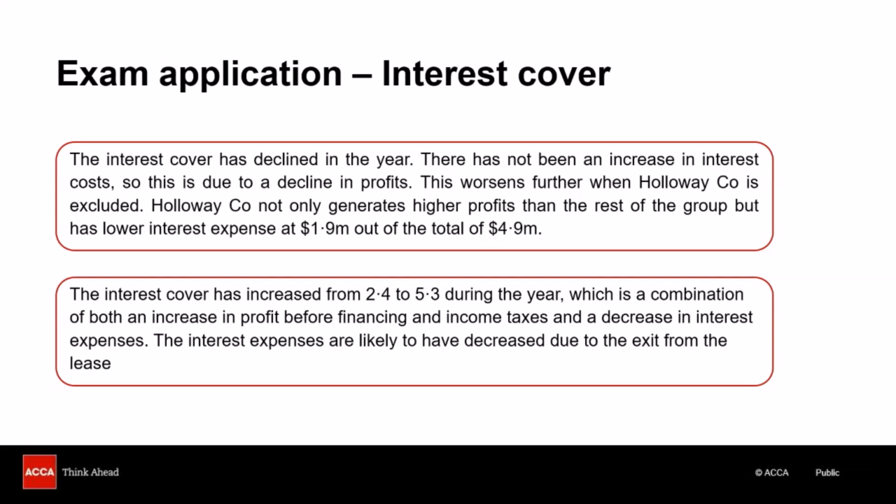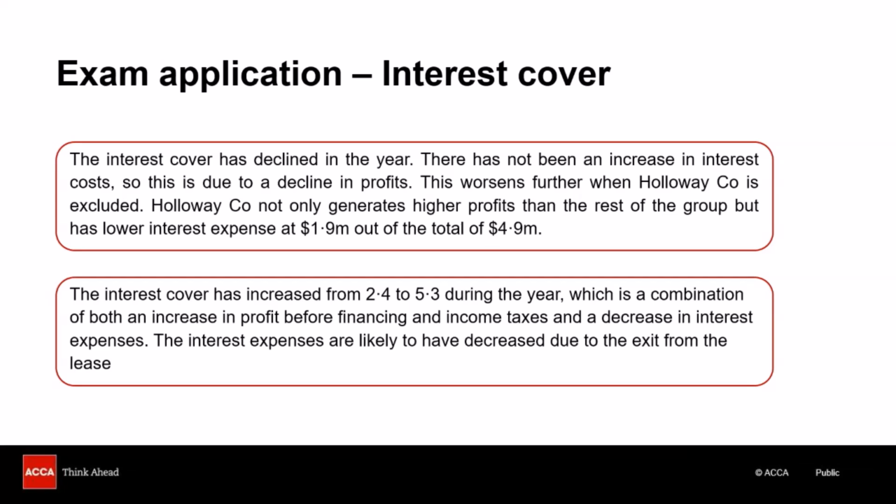Over here it says that Holloway Company not only generates higher profit than the rest of the group, but has lower interest expense at 1.9 million out of the total of 4.9 million. So you see the approach that we have discussed before. Also, I'm going to repeat it for you shortly, that you state what the change is, you apply it to the scenario, and then you tell the future implications also with respect to conclusion.